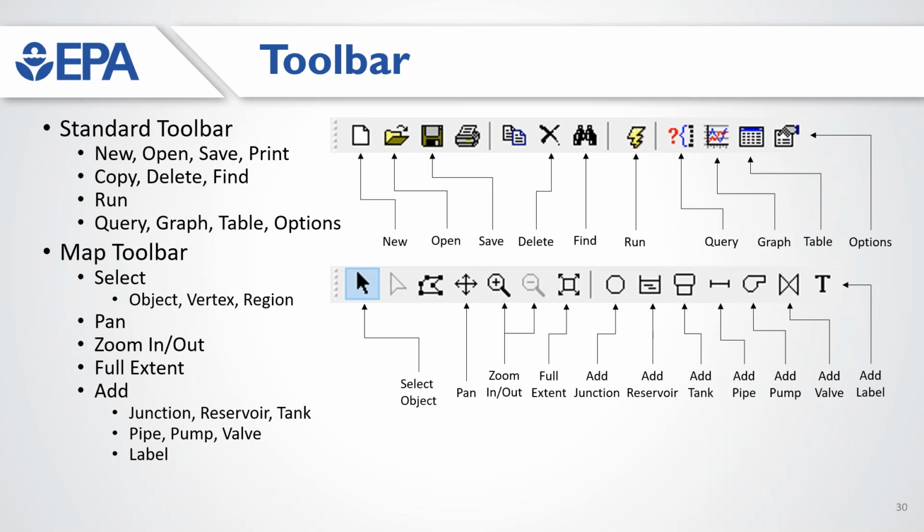The map toolbar has buttons for manipulating the network map view and buttons to add new components to the network model. So again, you can select different components of the model. You can pan around the map, look at different things. You can zoom in. Then you can add the different components of the junctions, reservoirs, tanks, etc. And we'll be going into more detail about this later. Next slide, please.